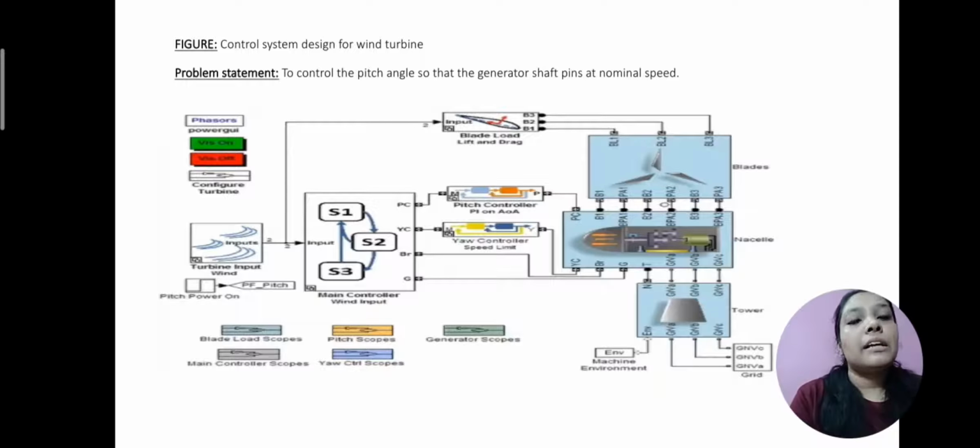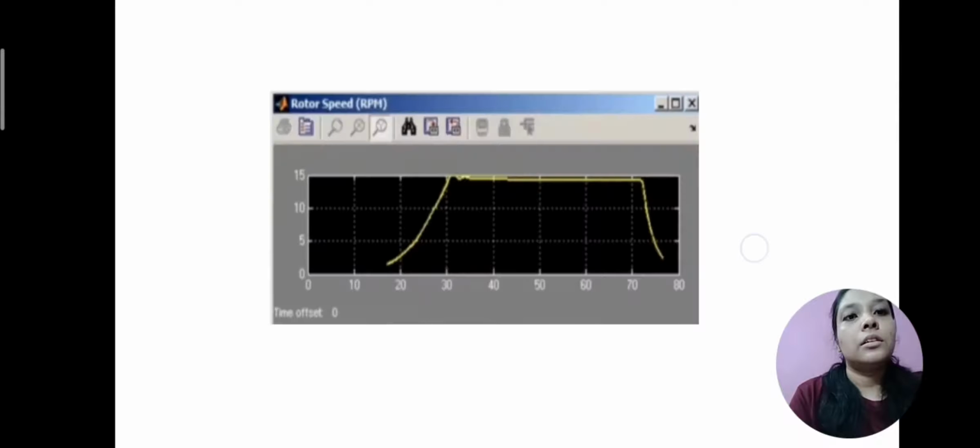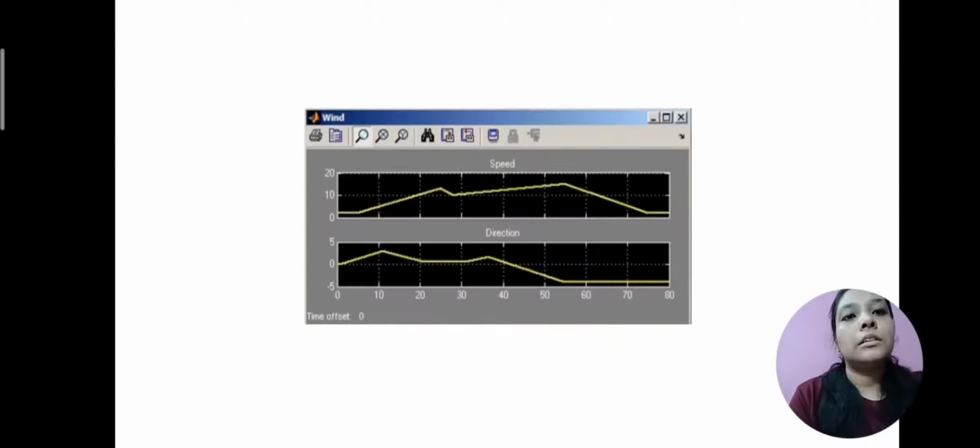Next in the presentation there are various charts which have been made in Matlab, like the rotor speed, pitch control, pitch control command angle, sparking brake and wind speed and direction. As you can see here, these are the slides. These are the various charts which I have mentioned before.